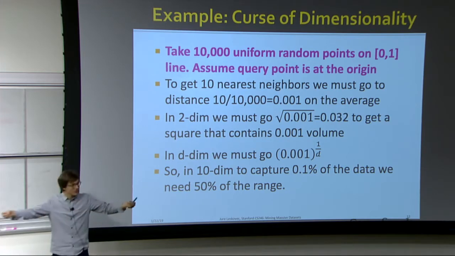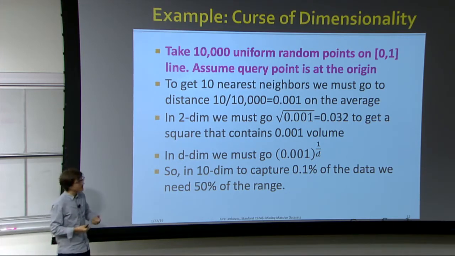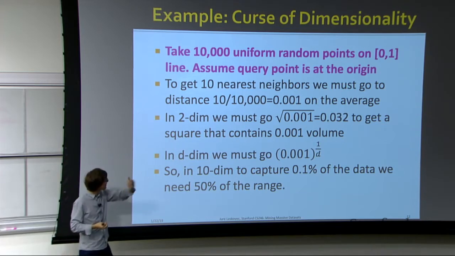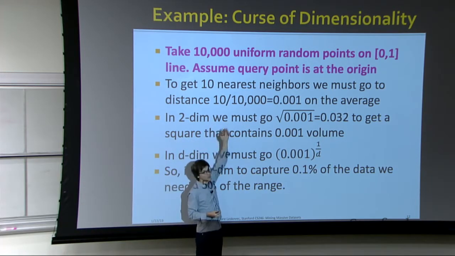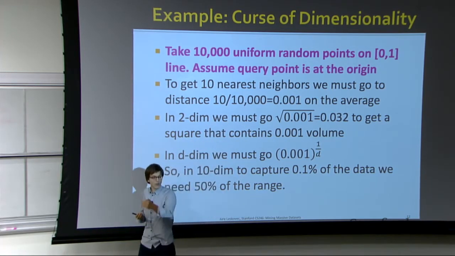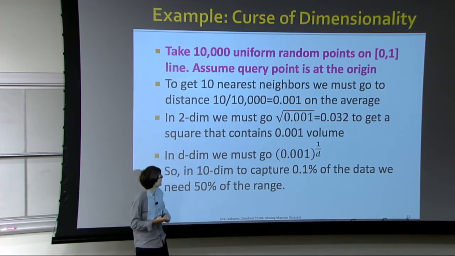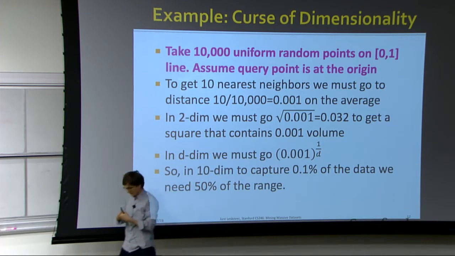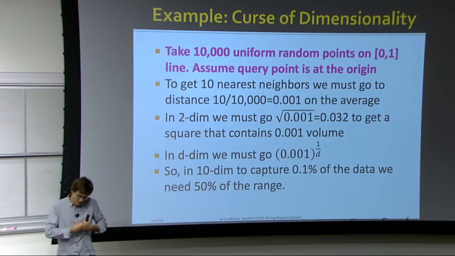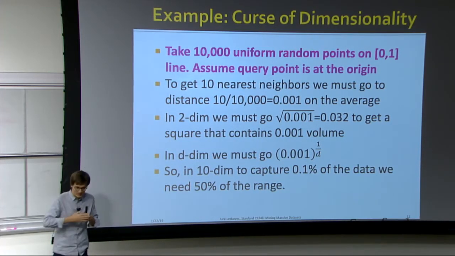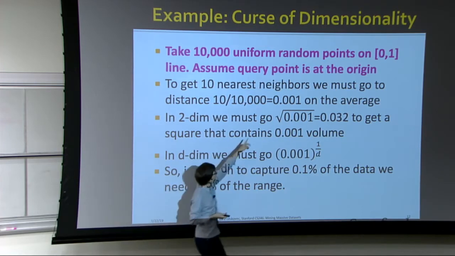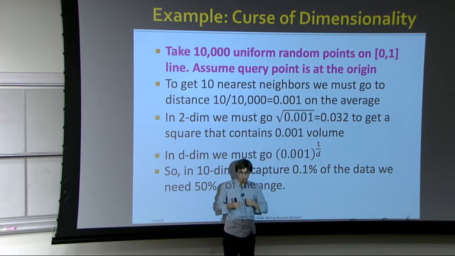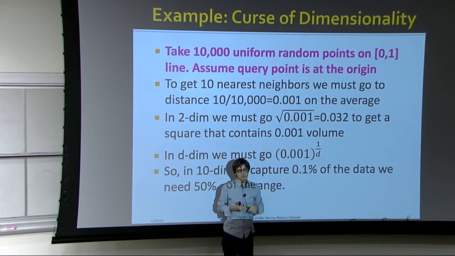If points are distributed uniformly at random and I want the 10 nearest points, then I need to move 10 over 10,000 away to get them. That would be 0.01. So on average, to get my 10 nearest points, I need to move 0.01 steps from the coordinate origin.